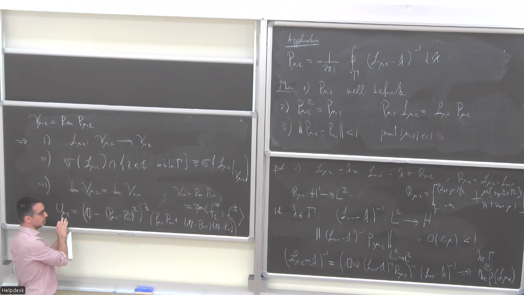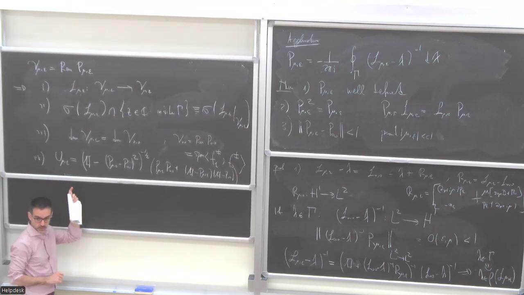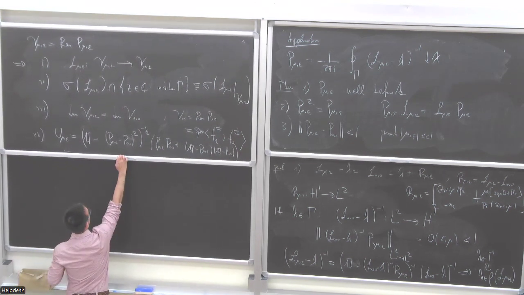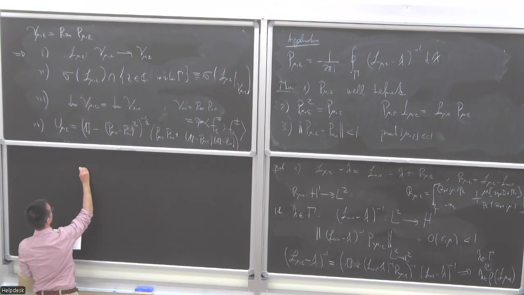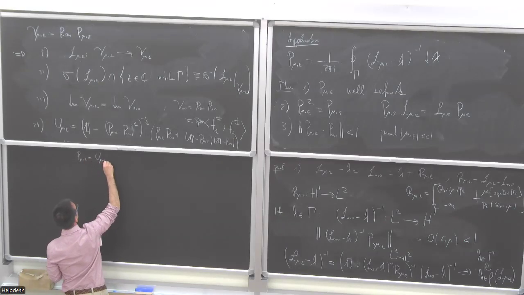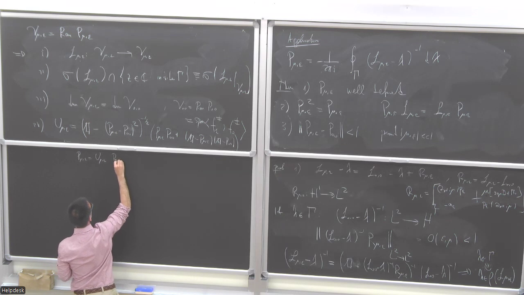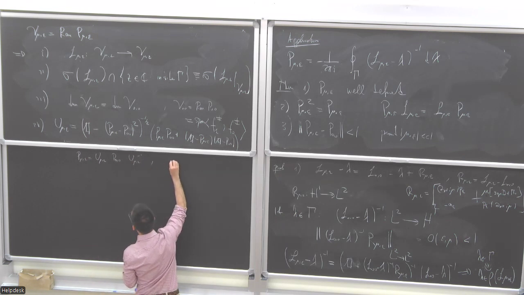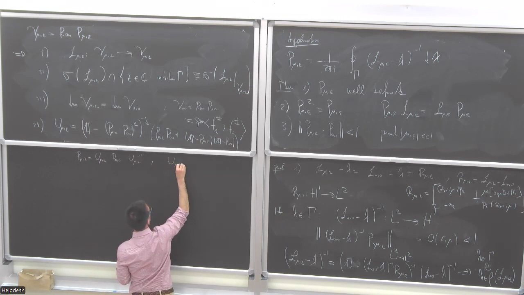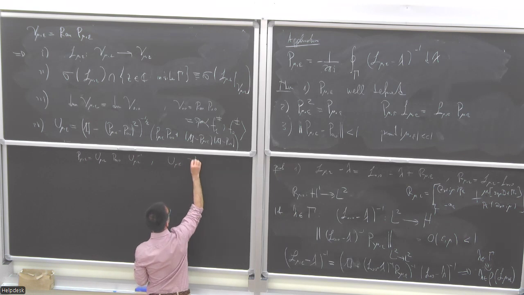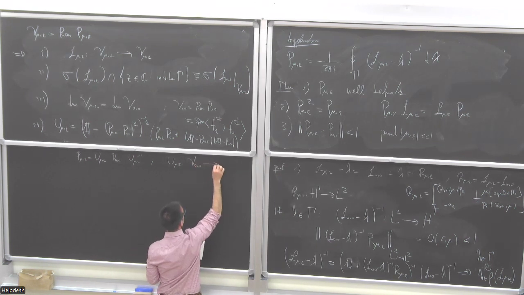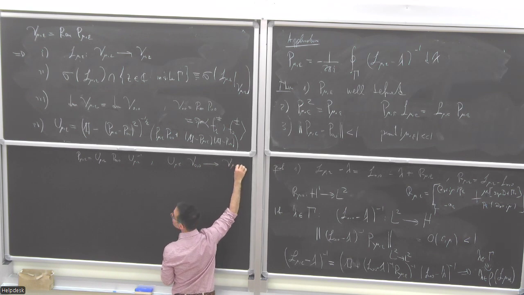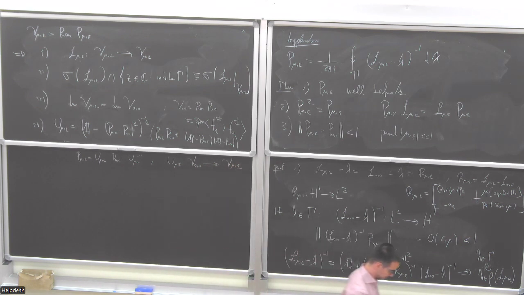Okay, so this is the object which conjugates the two projectors. This is the object such that P mu epsilon is equal to U mu epsilon P00 U mu epsilon minus 1, and moreover, U mu epsilon is an isomorphism between the unperturbed space and the perturbed subspace.